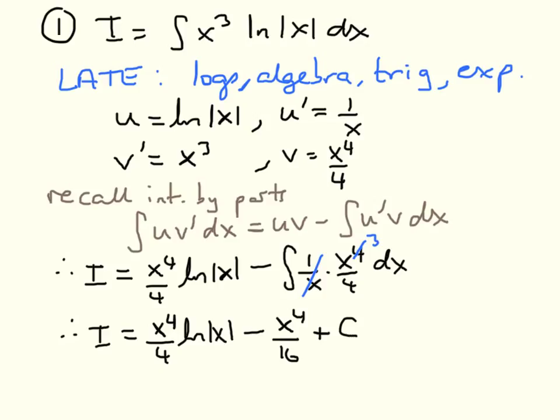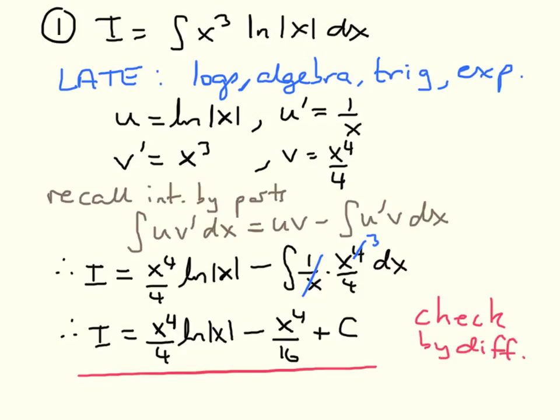And that is our final result, and it may be checked by differentiation. And if you differentiate this, you will obtain x cubed times the logarithm of x, our initial integrand, and that will tell you that this is the correct result for the integral. So with that we can move on to the next integral.